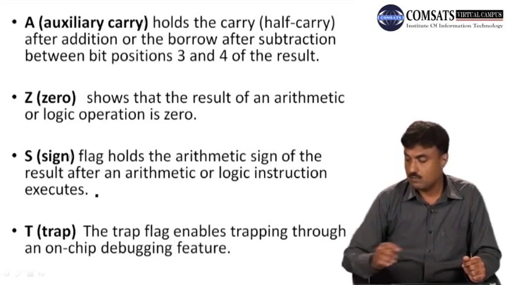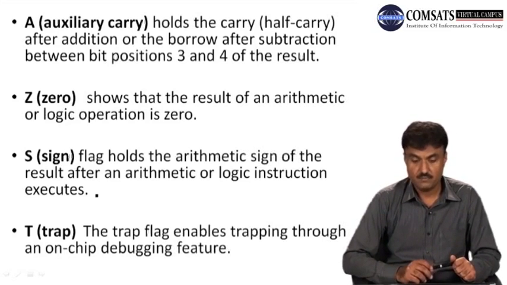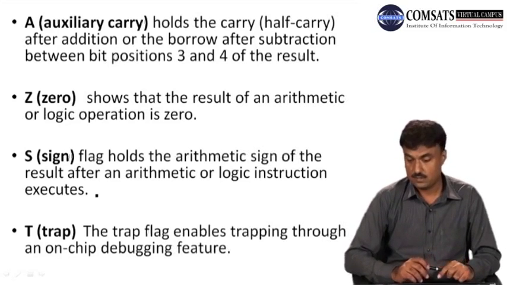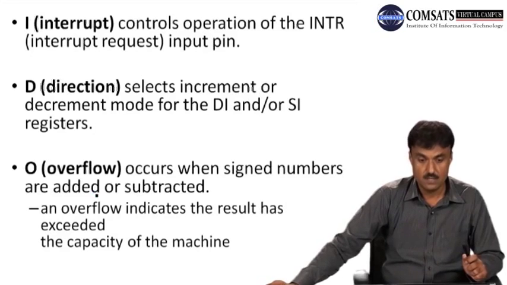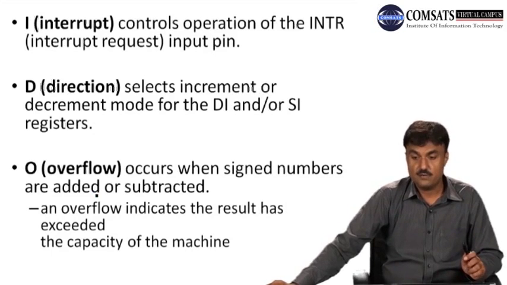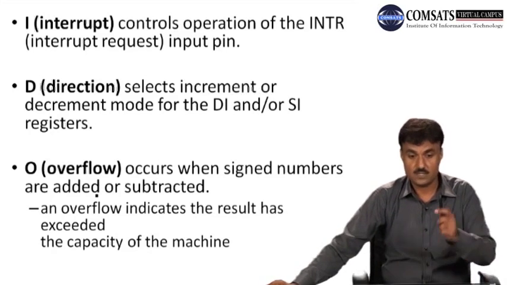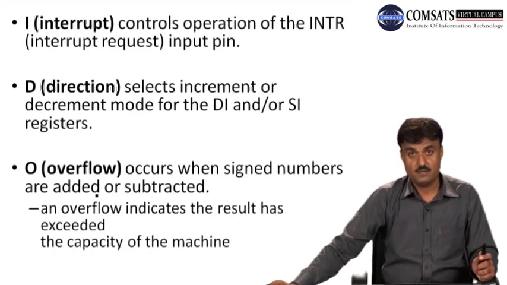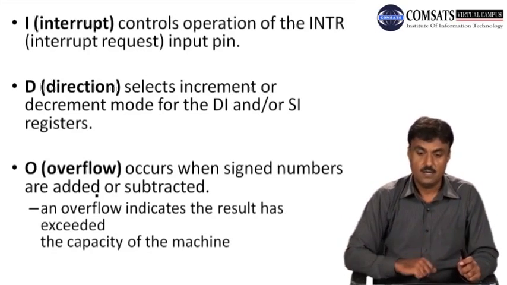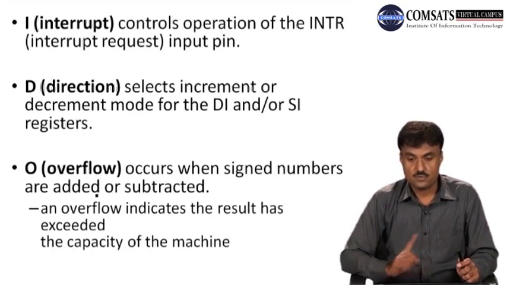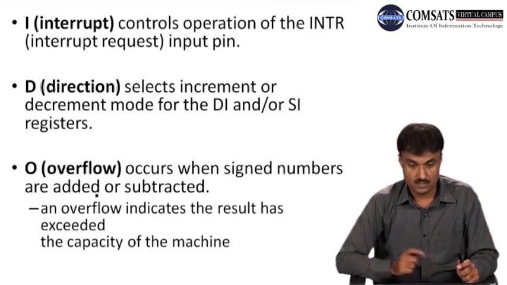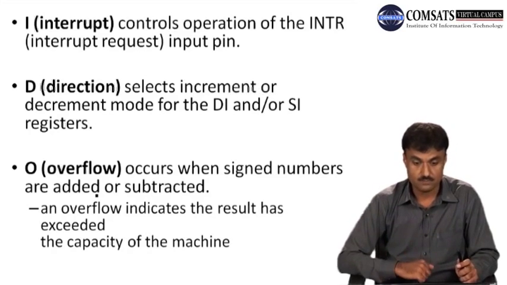There is another flag called the trap flag. The trap flag enables trapping through on-chip debugging features. This is not part of this topic, so we can just skip this one. The interrupt or I flag controls the operation of the INTR interrupt request input pin. When we perform interrupts inside assembly language, we will discuss these interrupts. There are interrupt requests and some priorities of those interrupts, but this flag controls the operation of the interrupt request pin. This is the input pin to the microprocessor.